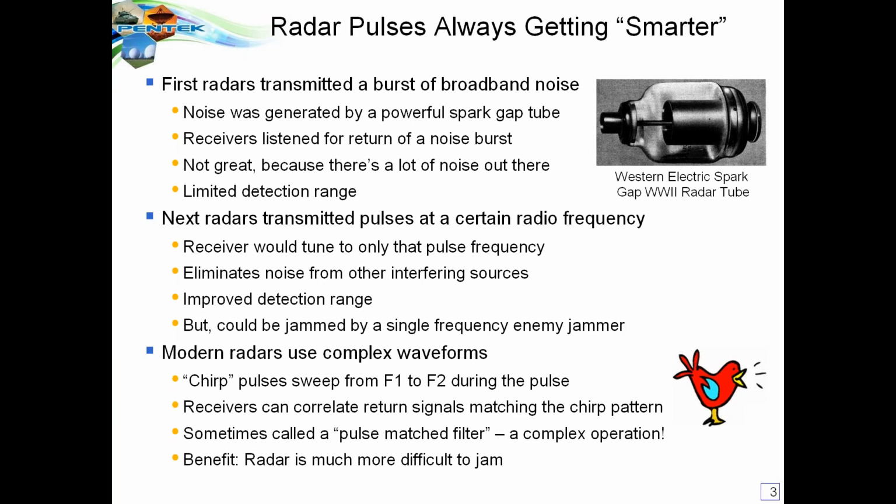Modern radars use complex waveforms called chirp pulses, which sweep from one frequency to another during the pulse, or even do more complicated waveforms within the pulse. The receivers can then correlate the return signals by matching that exact chirp pattern. This is sometimes called a pulse-matched filter, which is quite a complex operation. We'll look at it a little bit later. The benefit here is that the radar is much more difficult to jam.